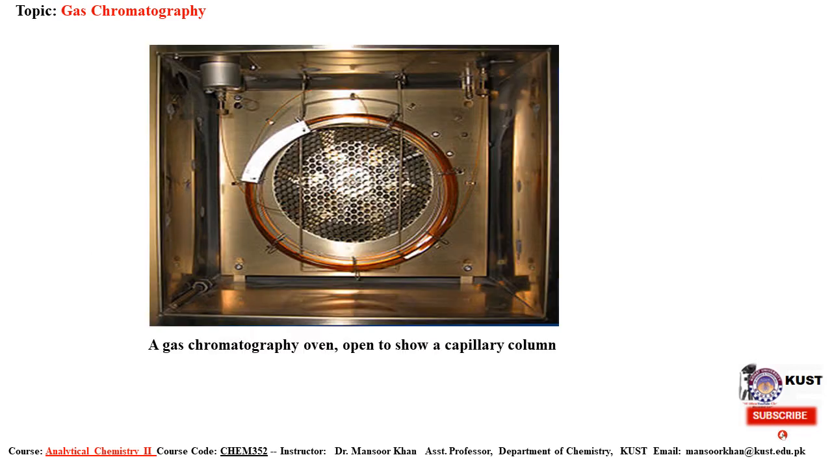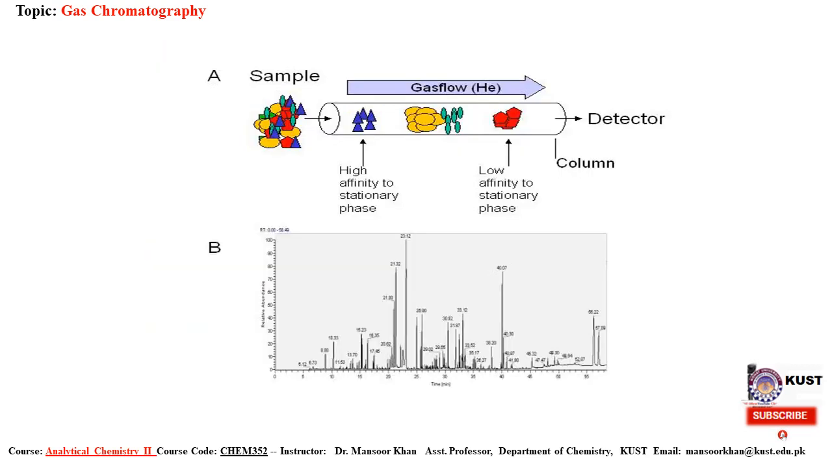This is the picture of the oven of the gas chromatograph, and there is also a column present in the form of a coil. This oven provides high temperature to the column, where the samples of interest are maintained in their volatile form. This is another representation of gas chromatography.